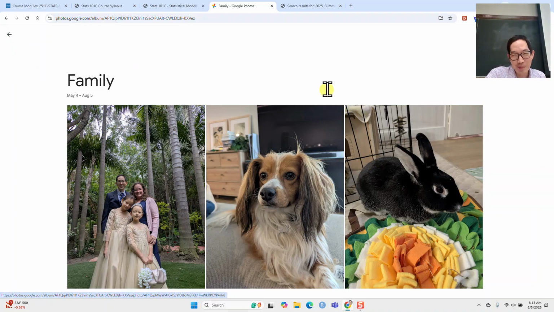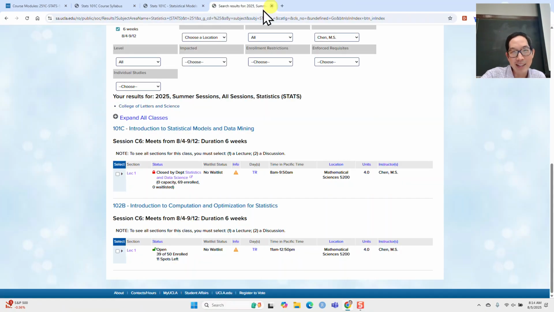And then against my better judgment, my kids wanted a rabbit, so here we go. This is Bun Bun, our bunny rabbit. Okay, anyway, that's a little bit about me.